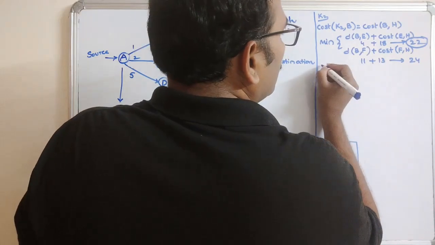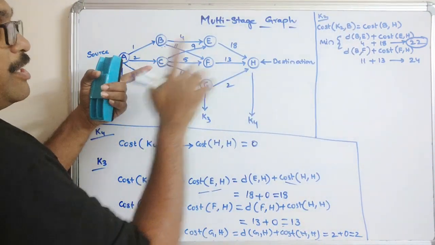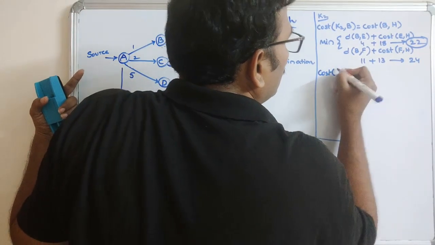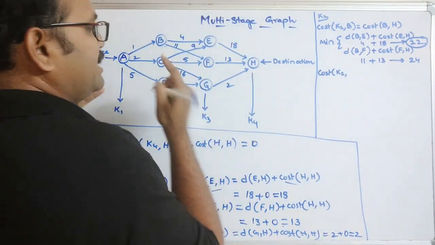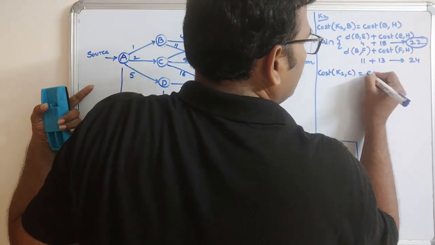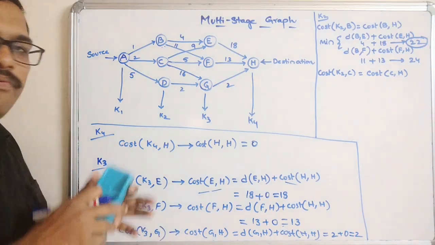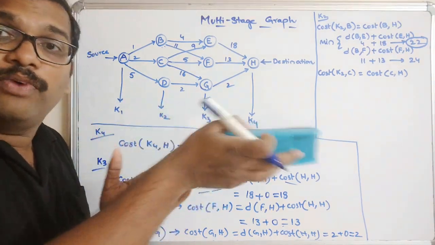Next, there is one more vertex in K2. Now we need to find the cost of K2 comma C. That means cost of C to H. What is the cost from vertex C to vertex H?